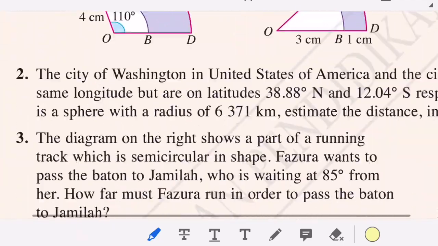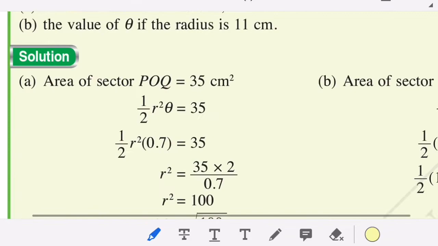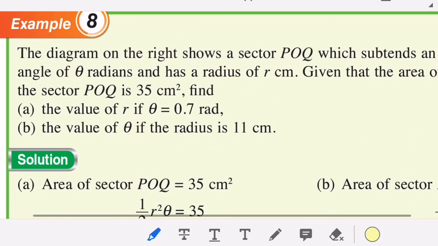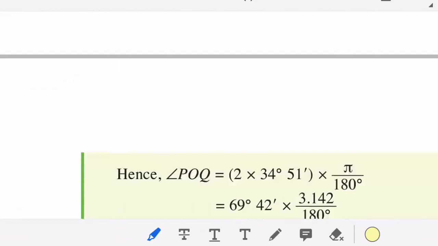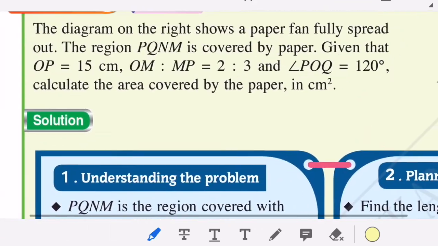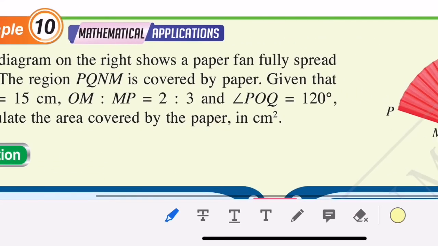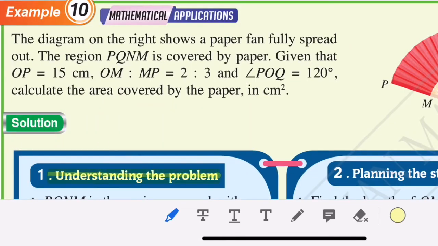So now let's do one more question. Another question about circular measure also, which I think is very good for you to prepare for your SPM exam. Now I would like to discuss one more question. Now let's understand the problem.